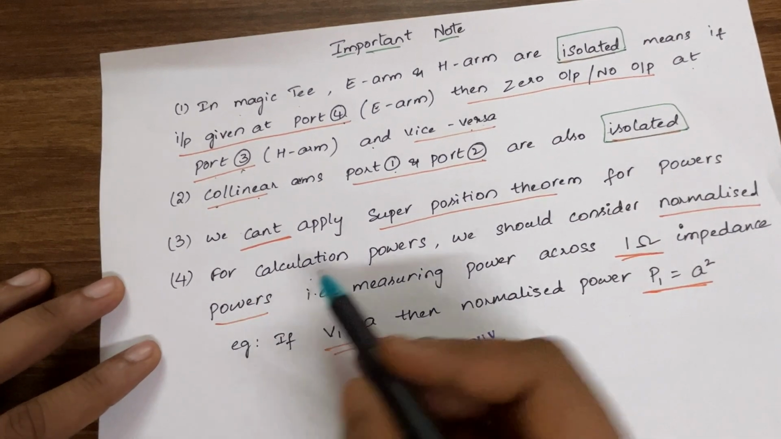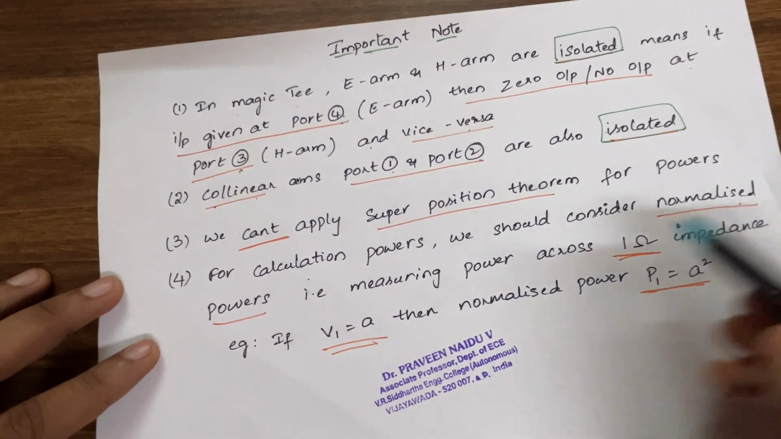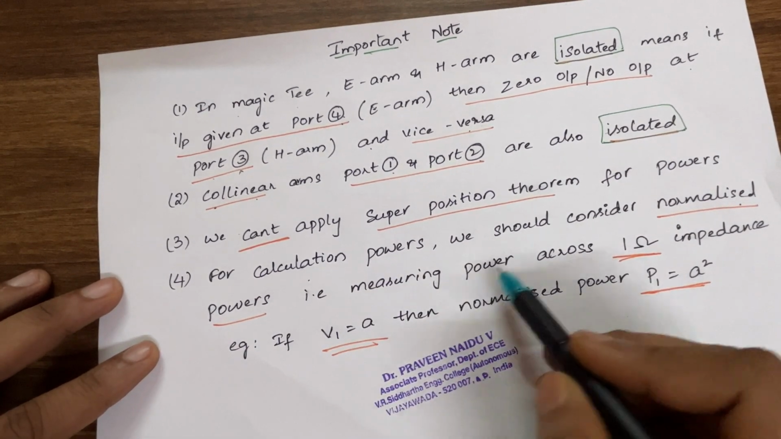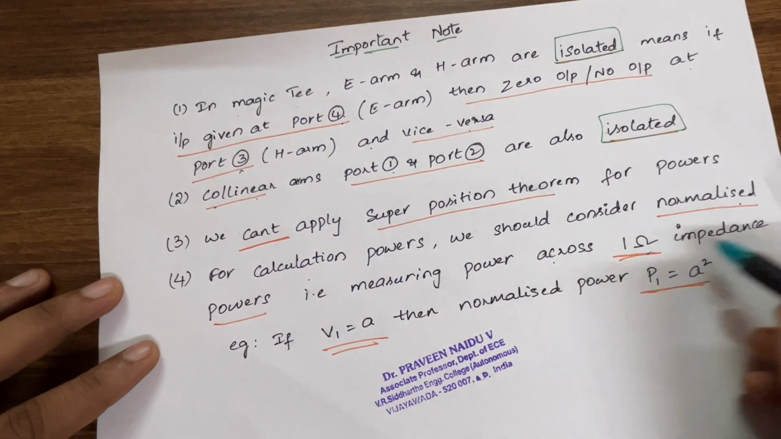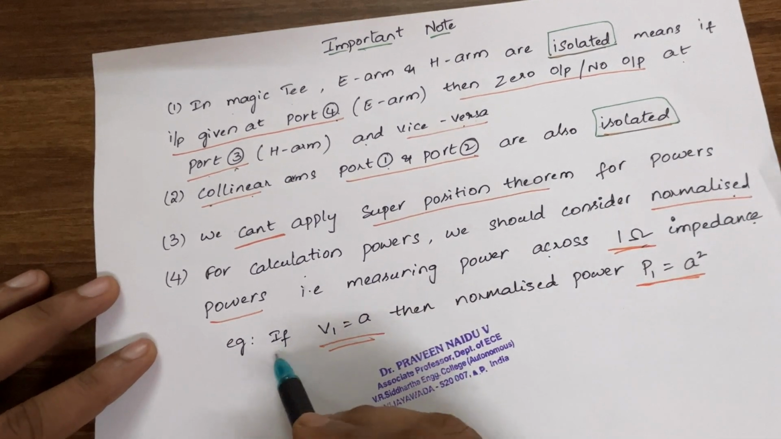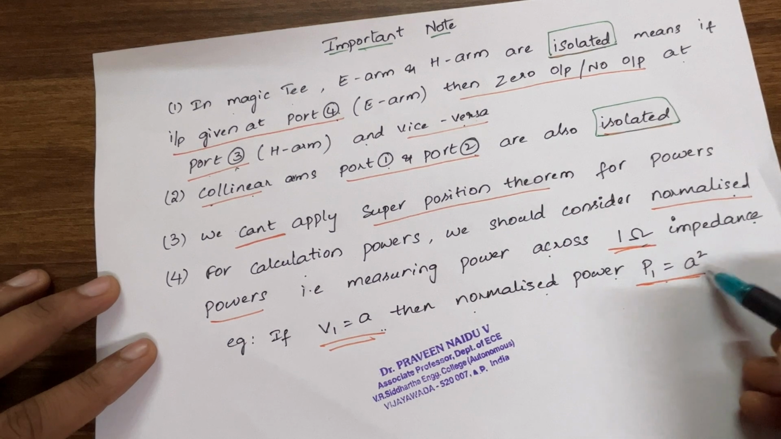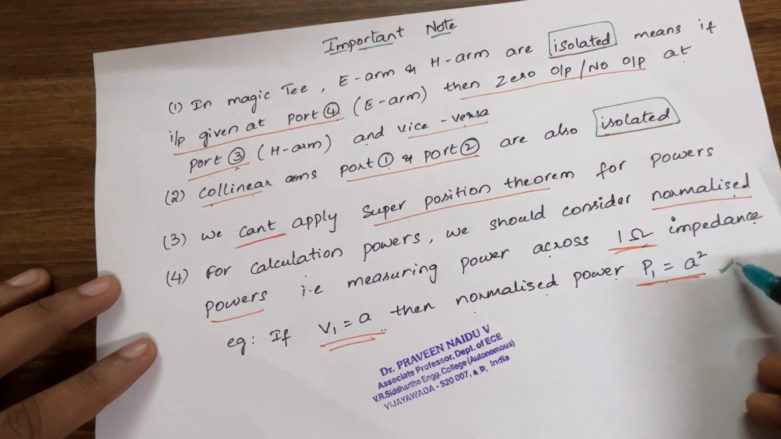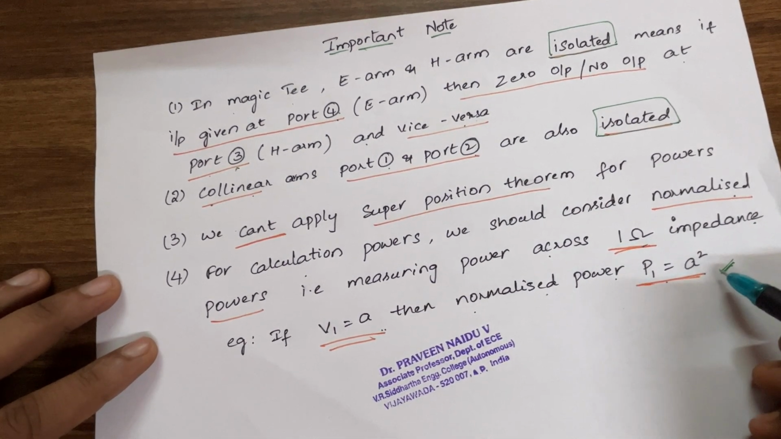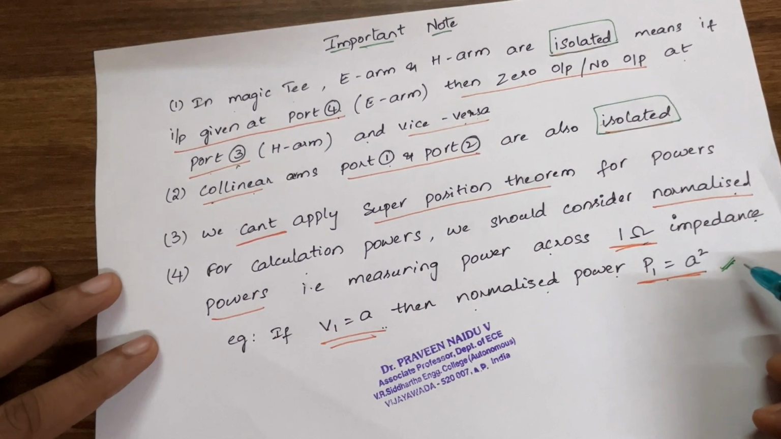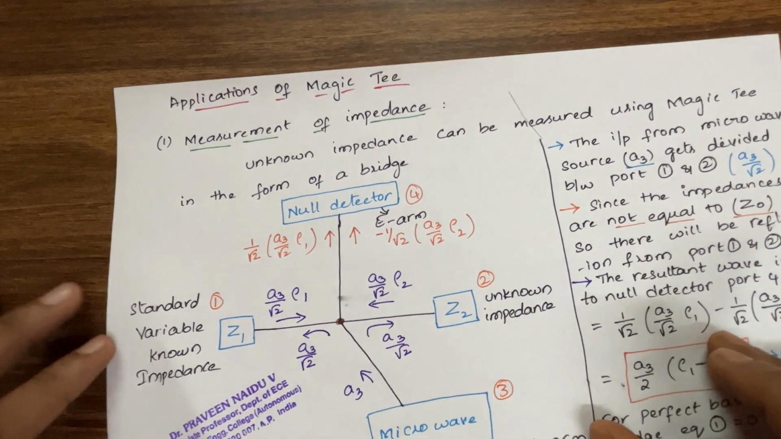So for calculating powers, we should consider normalized powers, that is measuring power across 1 ohm impedance. That is, if V1 is equal to A, then normalized power P1 is equal to A square. That we have discussed and seen in the earlier 3 videos. So now we will move ahead with the applications of magic T.